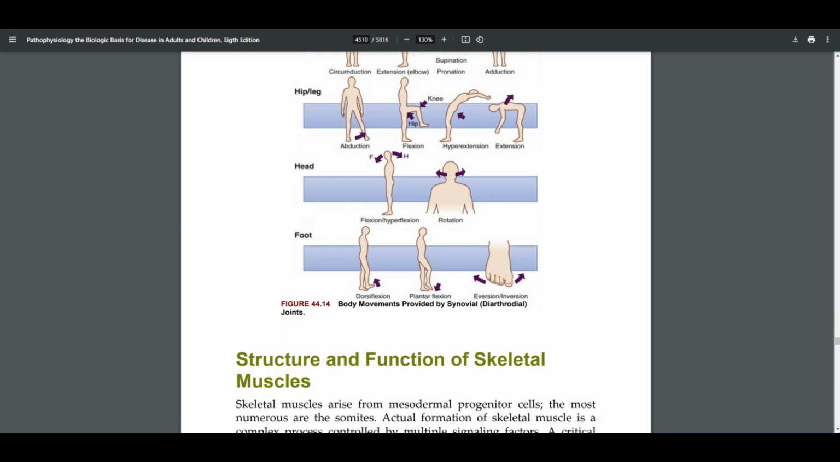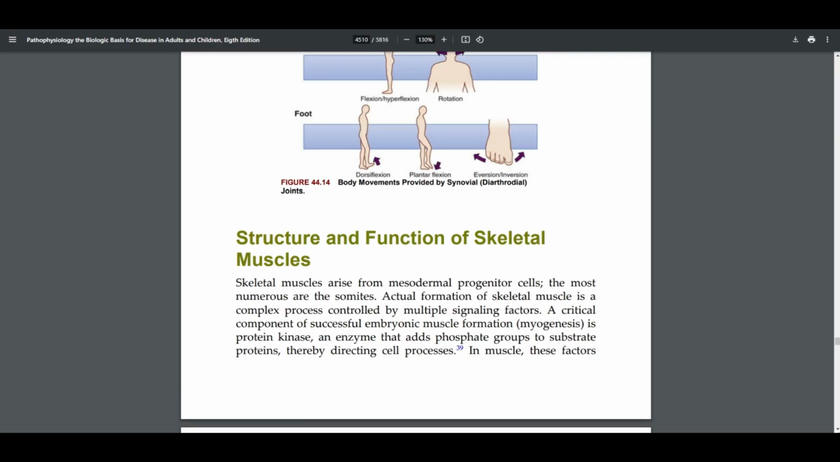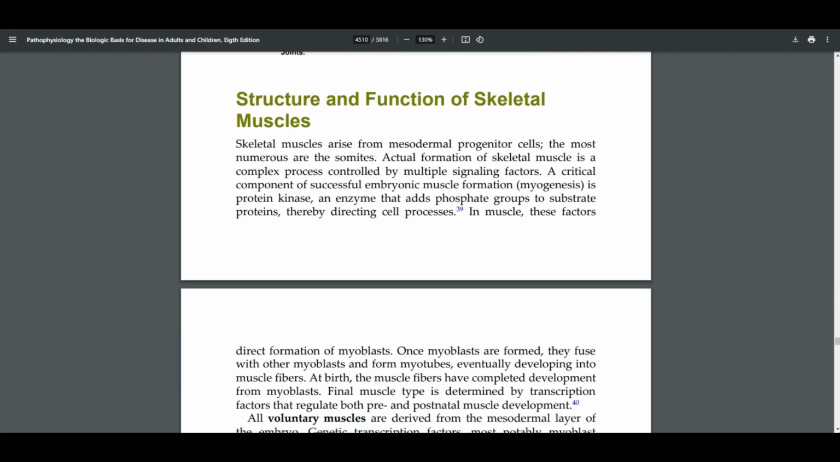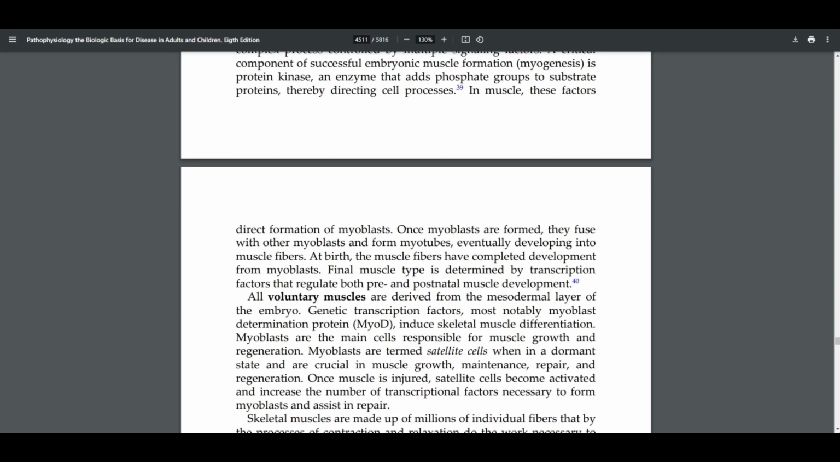Structures and function of skeletal muscle. Skeletal muscles arise from the mesodermal progenitor cells. The most numerous are the somites. Actual formation of skeletal muscle is a complex process controlled by multiple signaling factors. A critical component of successful embryonic muscle formation is protein kinase, an enzyme that adds phosphate groups to substrate proteins, thereby directing cell processes. In muscles, these factors direct formation of myoblasts.